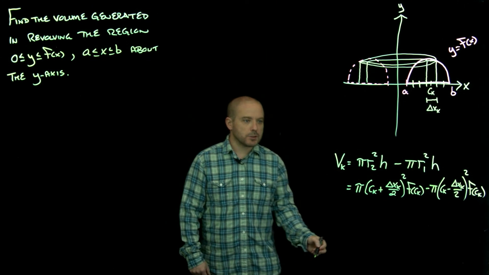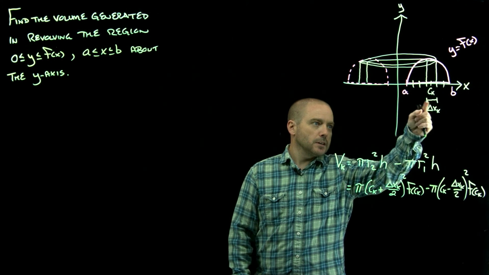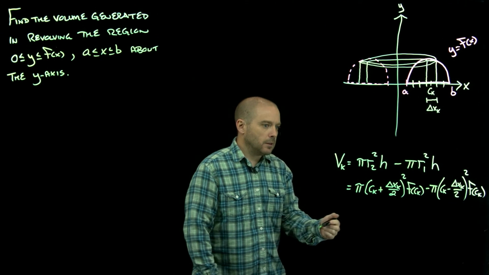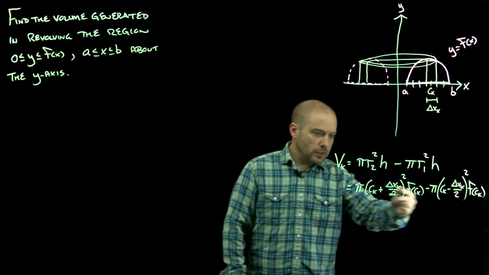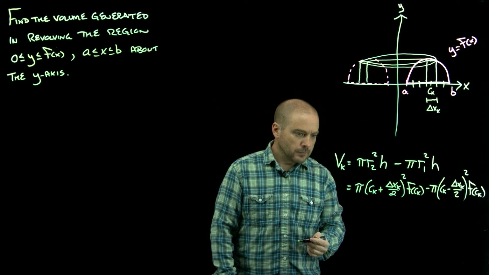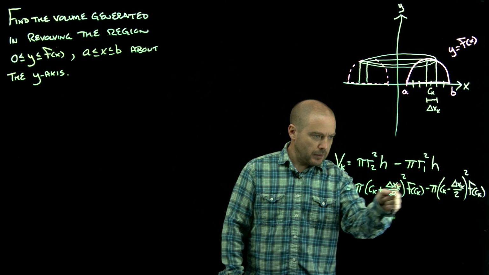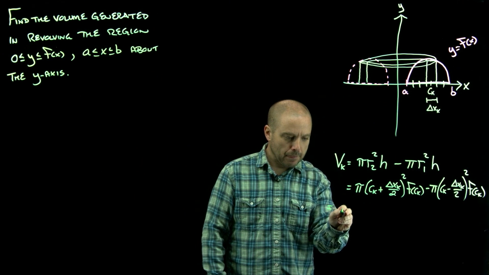All right, so we've expressed our volume in terms of c sub k and the change in x there, but there's a lot we can do with this expression here. Notice, first of all, they both have a pi and an f of c sub k, so let's take that out of there.